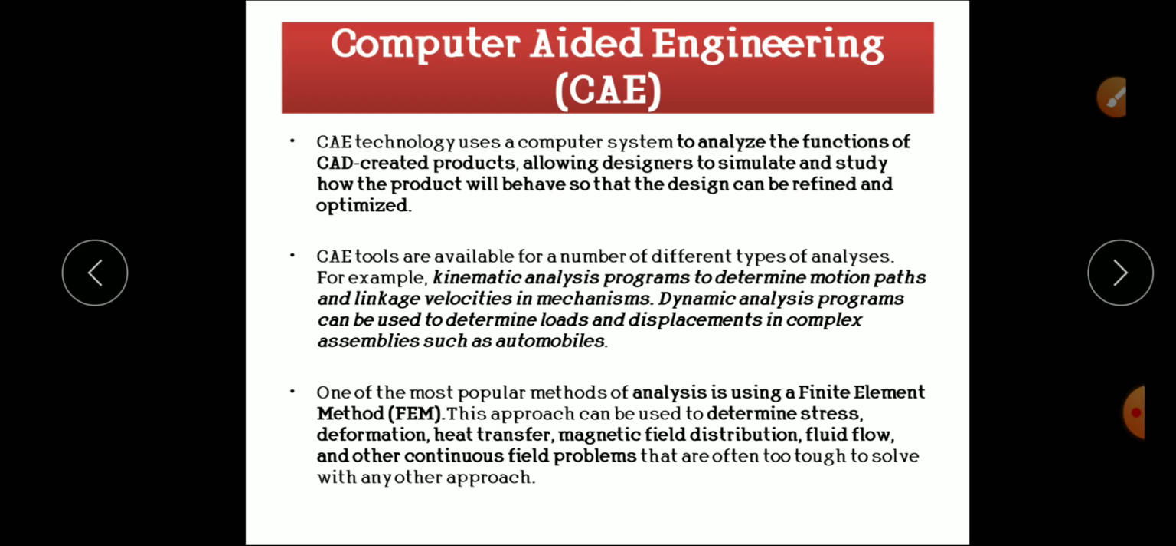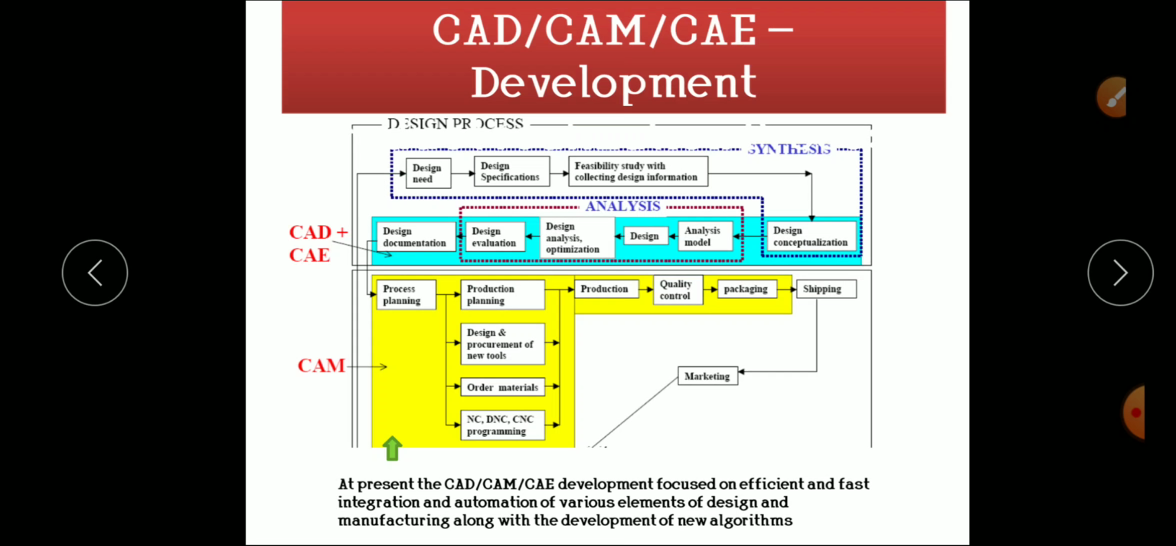This approach can be used to determine the stress, deformation, heat transfer, magnetic field distribution, fluid flow, and other continuous field problems that are often too tough to solve with any other approach. Now you can see the CAD CAM CAE development. The figure shows the design need and design specification entry. So with the CAD, CAM and CAE collaboration, we can manufacture the product.